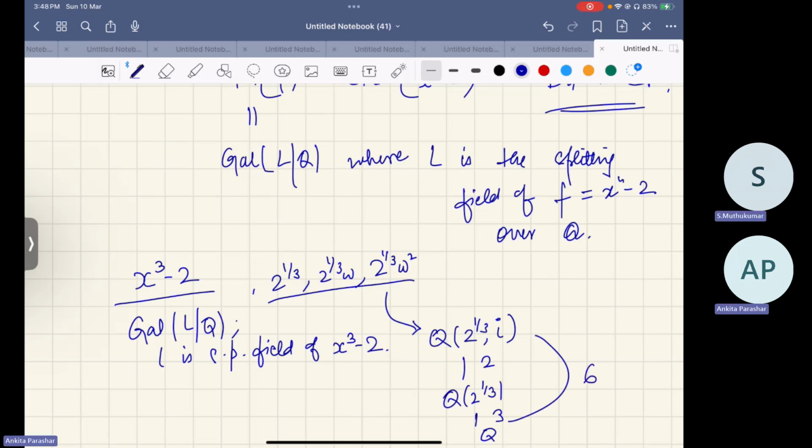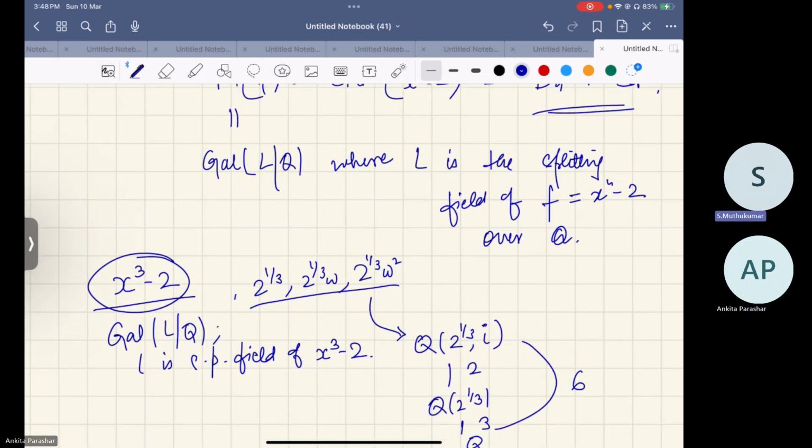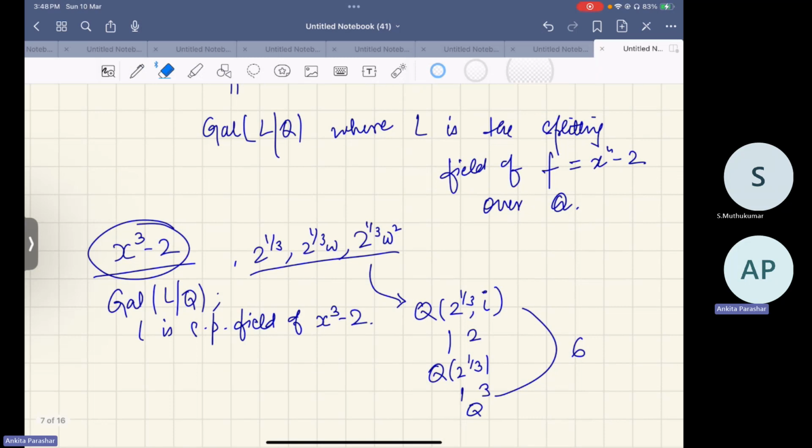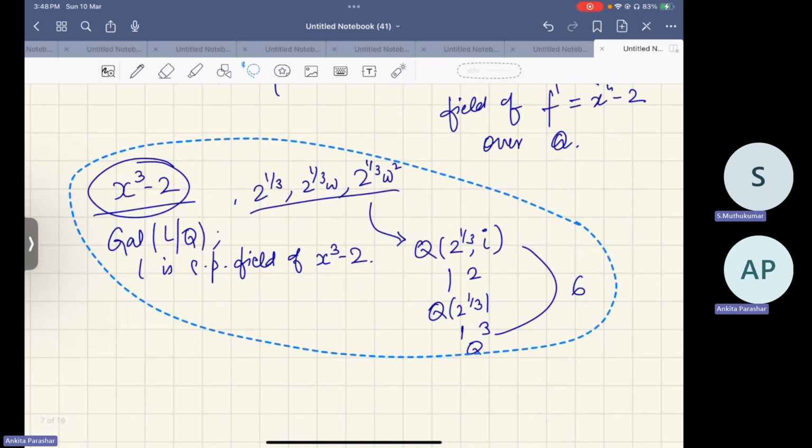As long as you have a polynomial of degree 3, the possibility is 3 factorial. We cannot say it is always 3, but it is less than or equal to 3 factorial. That's okay. Now, knowing all these facts, let's go into the above question.